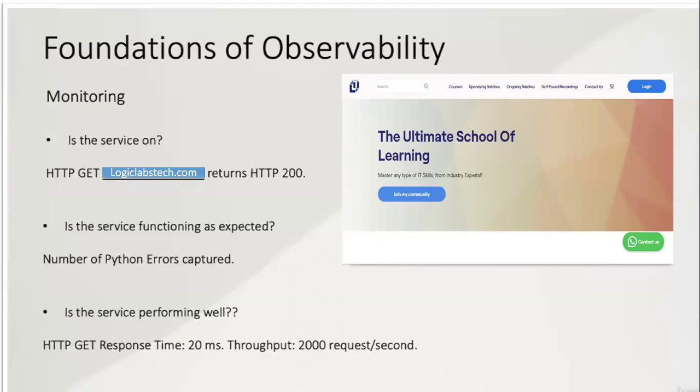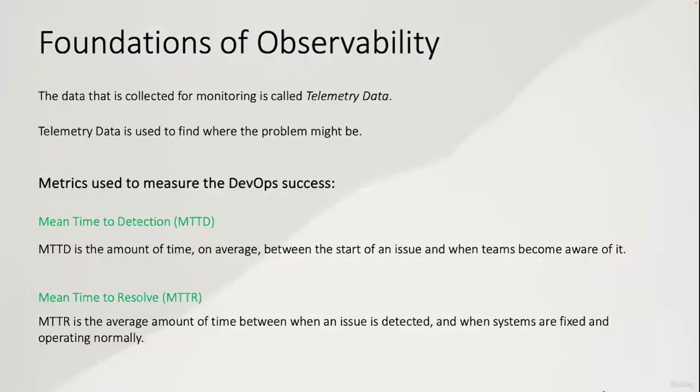So in our course, we will understand how monitoring can be done with the help of certain tools such as Prometheus and Grafana. For the foundation in observability, there are certain tools and things such as MTTD and MTTR, which we will learn in coming classes. Basically, whatever data we collect is called telemetry data. This telemetry data is used to find where the problem might be.